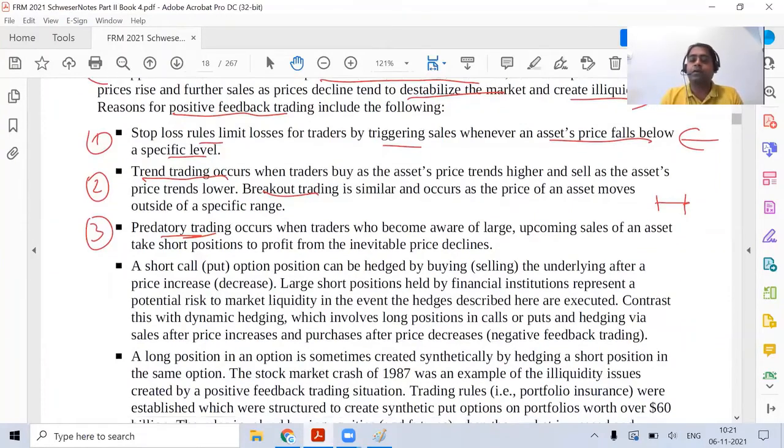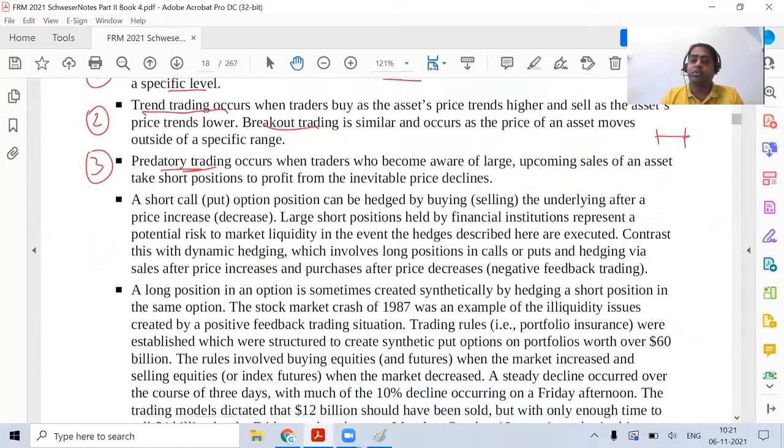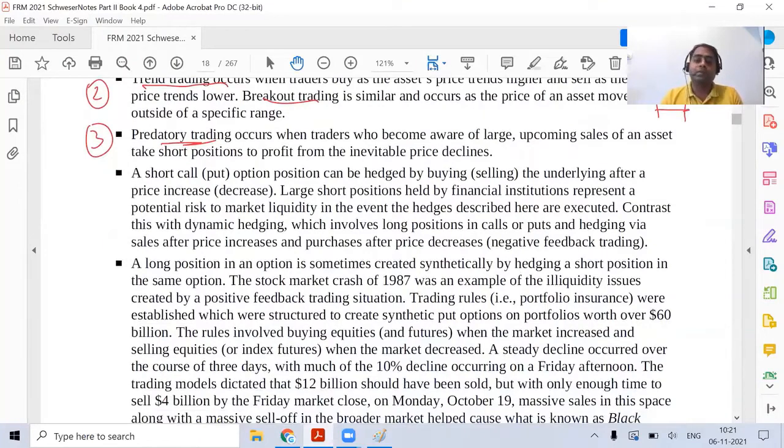So the first 3 points are not very difficult as such. Let us go to the next 2 points. The fourth point over here: a short call position can be hedged by buying the underlying from the market. Which position is this? What do we call it? Short call plus long stock. What do we call it?